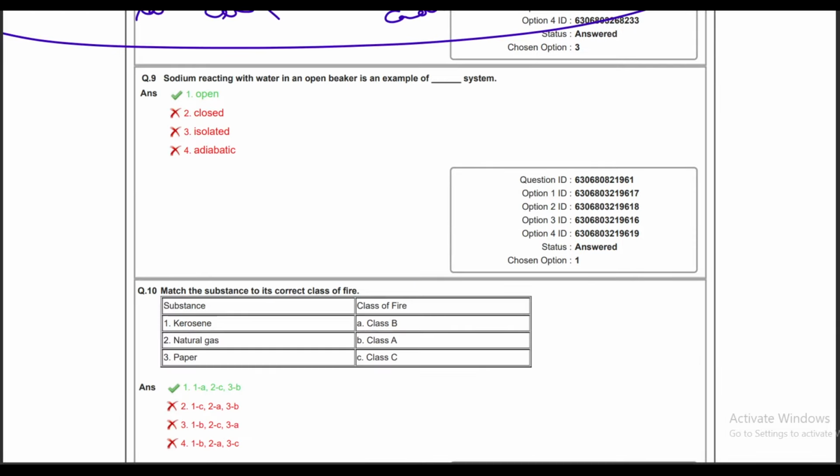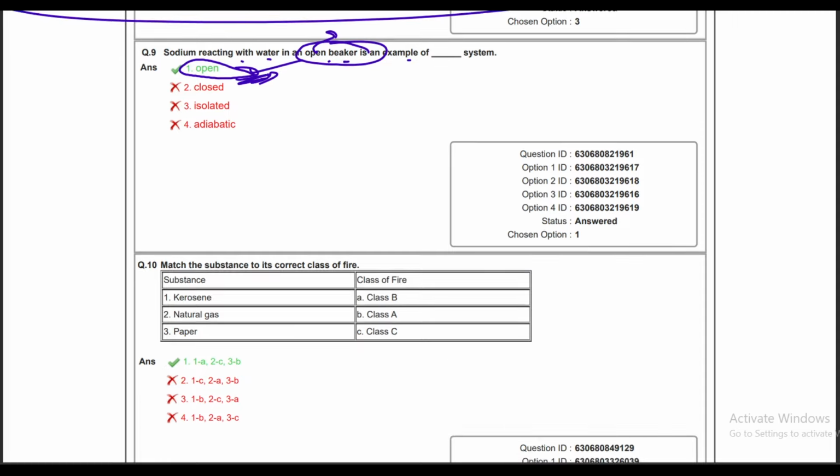In the next case, sodium reacting with water in an open beaker is an example of which system? Obviously in thermodynamics, there are four types of system: open, closed, isolated, adiabatic. Since the process is occurring in an open beaker, the system is open. So we tick open system, the first option. In an open system, matter and energy are both exchanged with the surroundings. Here both are occurring because the beaker is open, so option A is the correct answer.